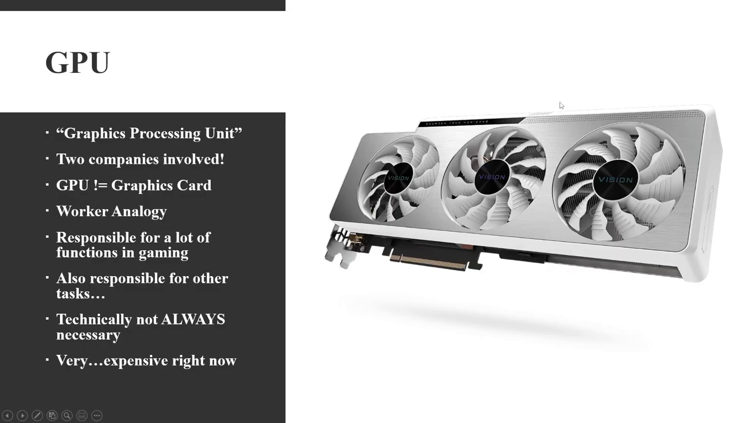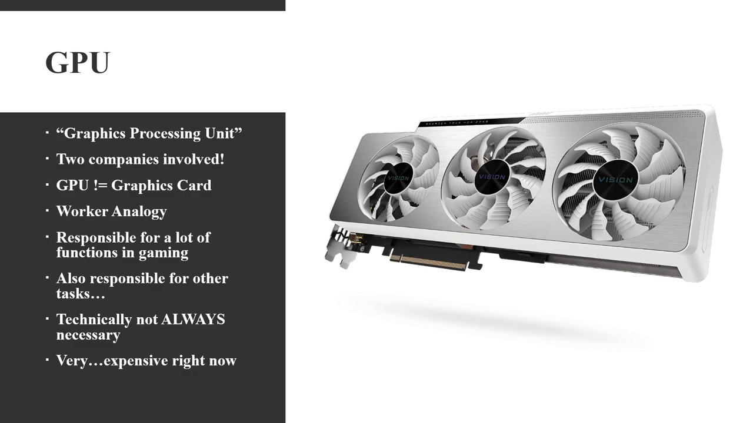Next up, we have the GPU, which stands for Graphics Processing Unit. And there are actually two companies involved in creating a graphics card. Something I want to say is a GPU and a graphics card are not the same thing. Oftentimes in the tech world, people refer to GPUs as graphics cards and graphics cards as GPUs. The GPU is actually the physical chip on the graphics card. So the GPU is part of a graphics card, but it's not the entire thing.